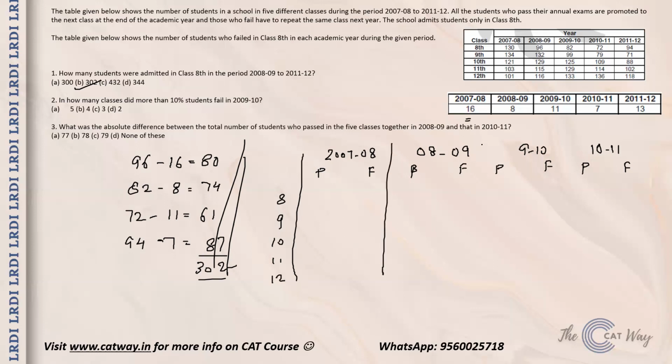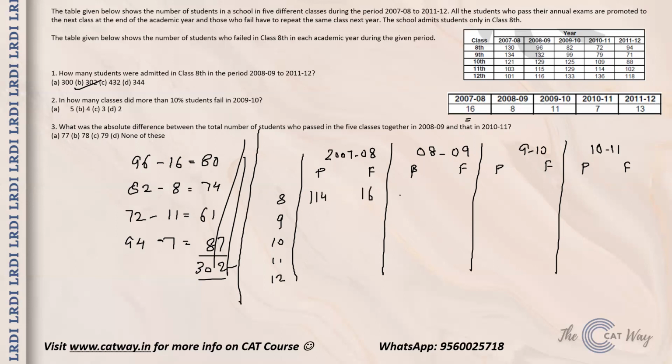Now talking about how do we fill the data. You see, boss, in 2007-8 there are a total of 130 students in class 8th. Let's make a line over here, so this is for the next question. So in class 8th there are a total of 130 students, out of which we know 16 students have failed. So if 16 students have failed, that means 114 passed and 16 students failed, right?